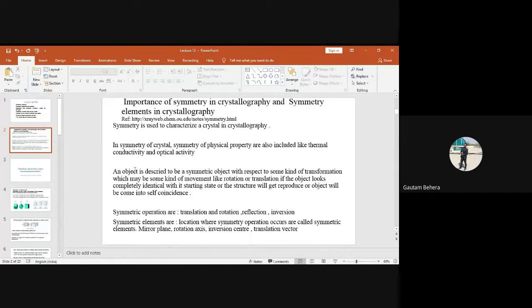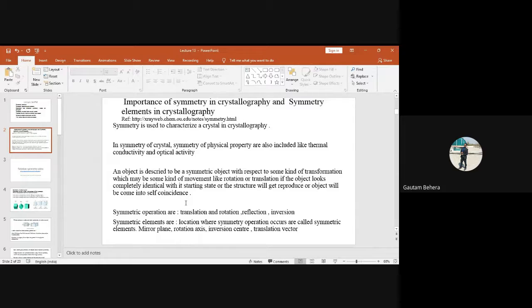So the definition is like this. Already I have discussed that an object is described to be a symmetric object with respect to some kind of transformation, which may be some kind of movement like rotation, translation, or inversion also, right? If the object looks completely identical to its starting state, or the structure gets reproduced, or the object comes into self-coincidence, that is called a symmetric object. So now what is a symmetric operation, right?